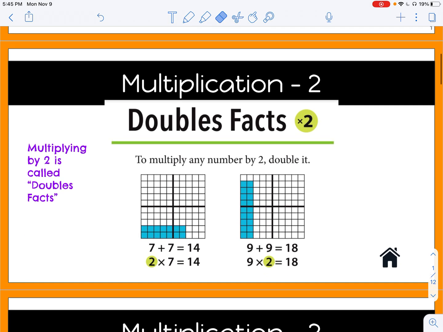Twos, fours, and eights are pretty special because if you know your twos, you can figure out your fours. If you know your twos, you can also figure out your eights. So they all kind of rely on each other.